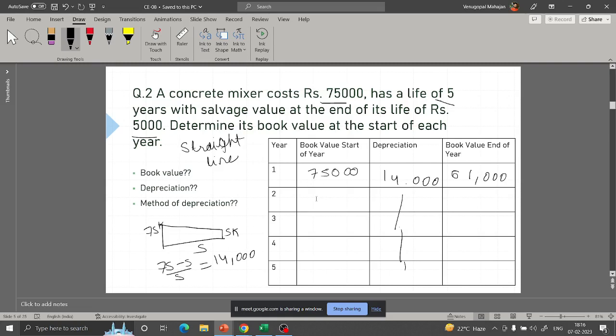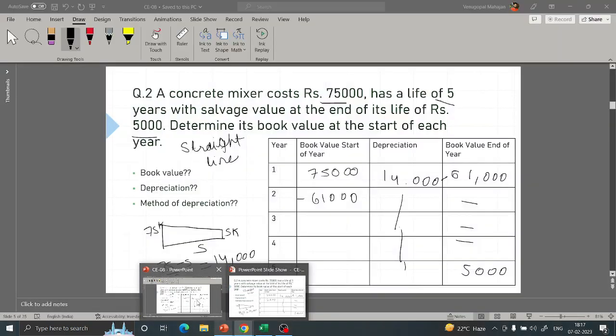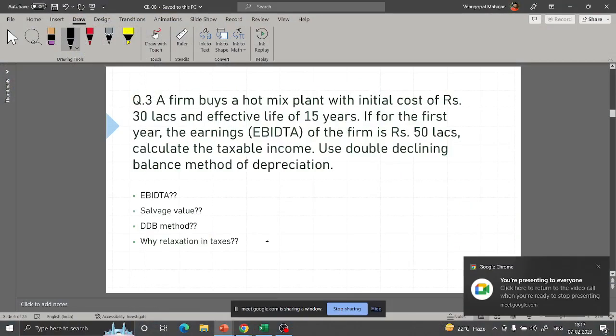Then what should be the book value at the start of year two? 61,000. Right. I mean, these two values should correspond, right? Yes. Okay, 61,000 minus 14,000 again. So you get some values. If you go on continuing it, you will get 5,000 here, right? So have any of you guys tried it? Yes, sir. Okay, are you getting the same? Should we move on? Moving on to the next question.